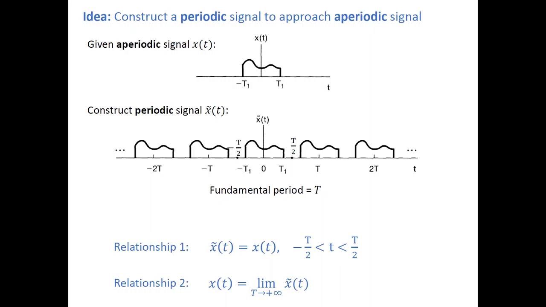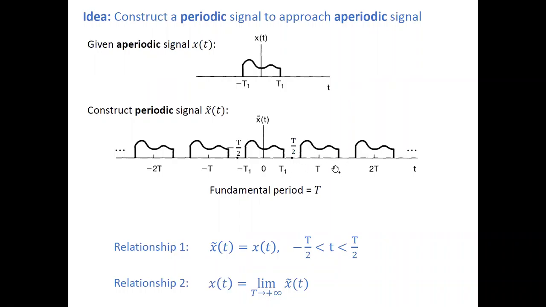What I meant is the following. Let's construct another signal x tilde of t. X tilde of t is a periodic signal. As we can see from this figure, it has fundamental period capital T, right? This waveform is repeated every time capital T. And on a specific period, which is from minus T divided by 2 to T divided by 2, the expression of x tilde is exactly the same as x of t, because on this period, x and x tilde are the same. So that gives us relationship one: x tilde and x of t are the same on this period. But outside of this period, they are not the same, because x of t is zero outside this period.